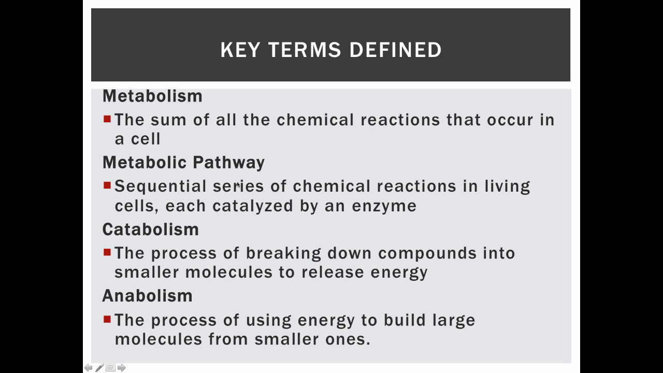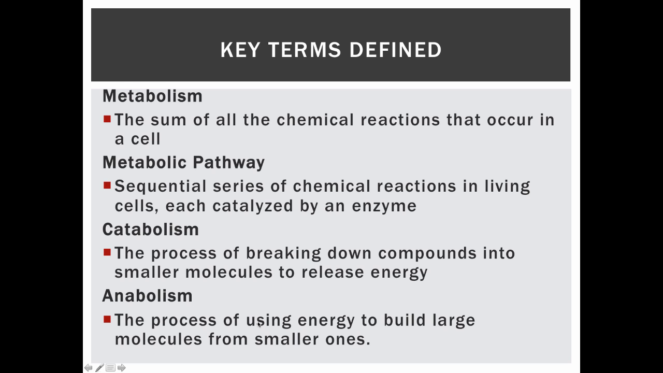is metabolism. A metabolic pathway is a series of steps that occurs in part of metabolism, and I'll show you what a metabolic pathway would look like in the cell in a second. But it's a series of enzyme catalyzed steps. Catabolism, or catabolic reactions, are reactions that break down compounds into smaller molecules, so taking those macromolecules and breaking them down into their monomers for energy.